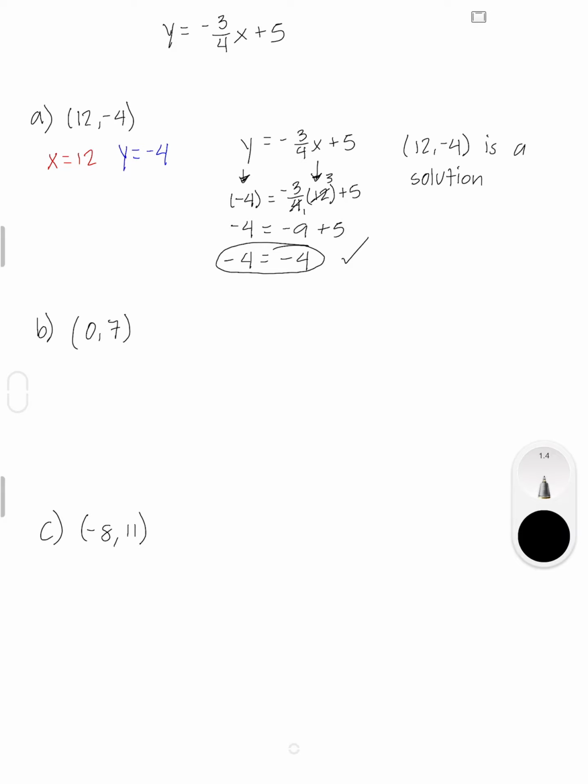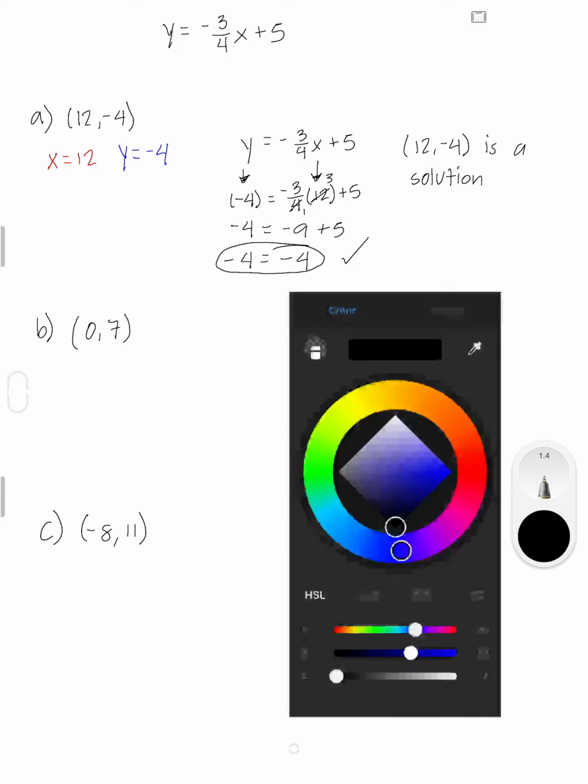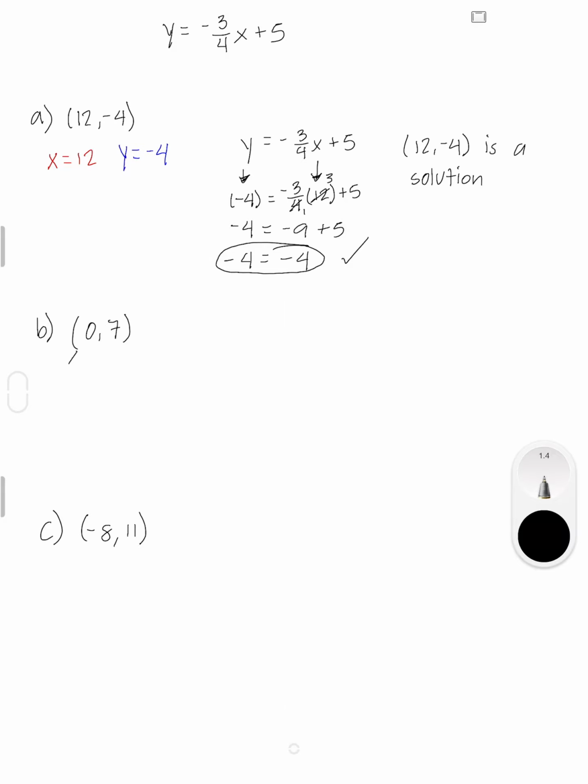Let's go ahead and test the next one. So x equals 0, and then we have that y equals 7. So we have y equals -3/4x plus 5. Again, we are plugging in, right? So instead of y, we have 7, and then -3/4, and instead of x, we're going to plug in 0, plus 5.